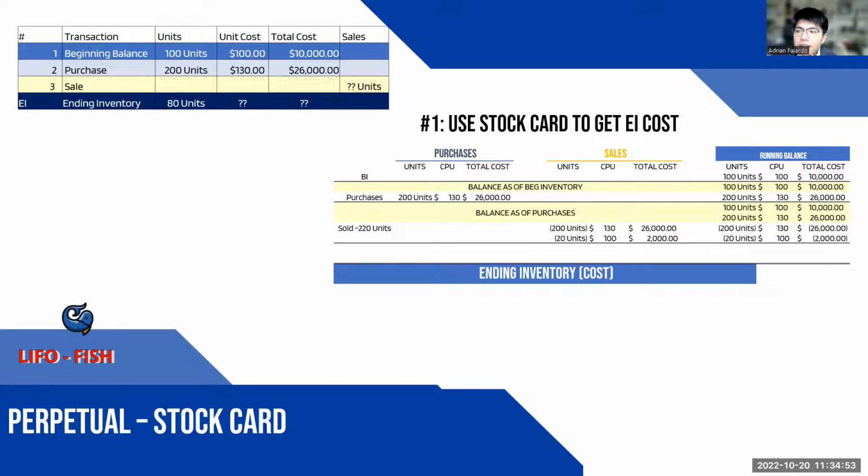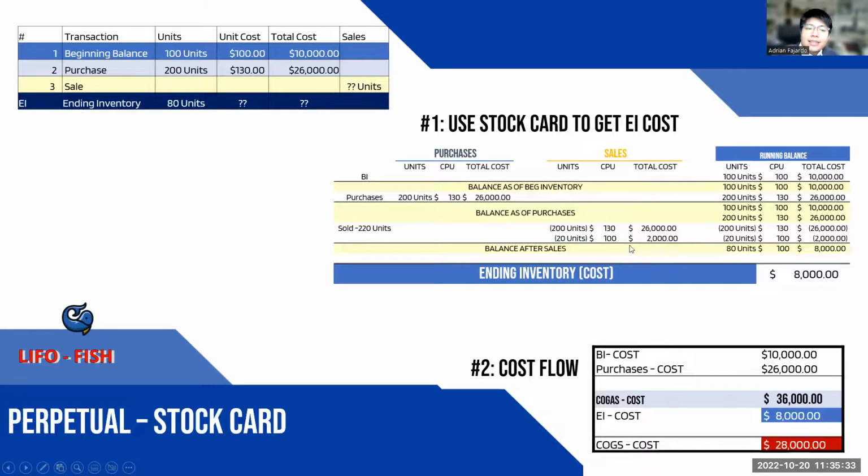Ngayon, nagkaroon ka ng sale. The sale, gagawin natin siyang stock card. So pag nagkaroon ka ng sale, LIFO. LIFO. So last in, first out. So 220 units yung nabenta. So we first zero out the last one or the last row. So ang nasa last row is yung 200 units. So 200 units, so na zero out yan, so may 20 pang remaining. So may 20 units na at 100 yung cost. And therefore, your running balance would be 80 units at 100 at 8,000. So our ending inventory is 8,000, and therefore, in terms of the cost flow, 28,000 yung cost of goods sold.